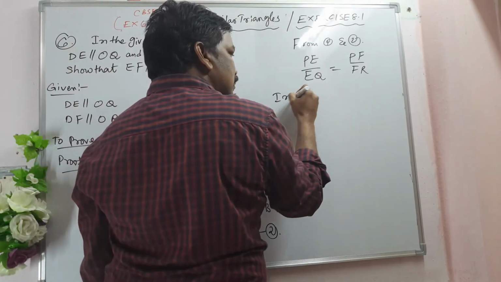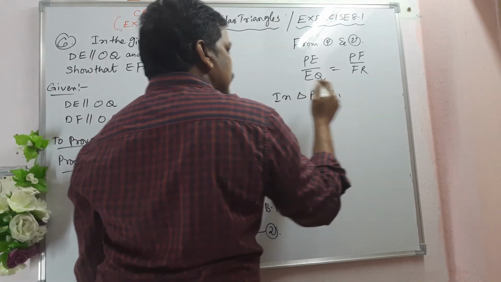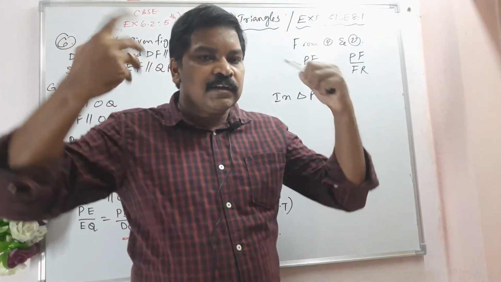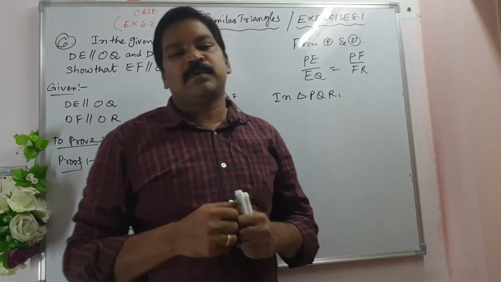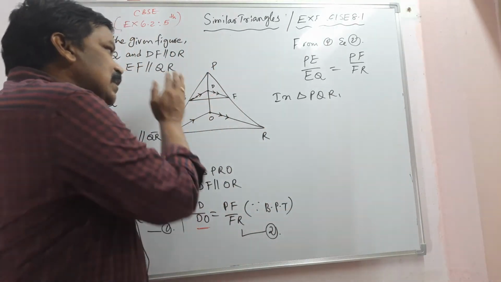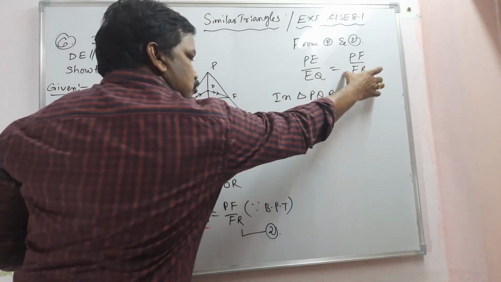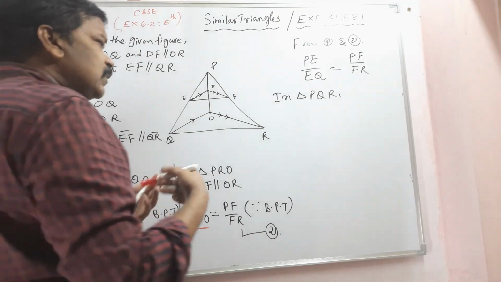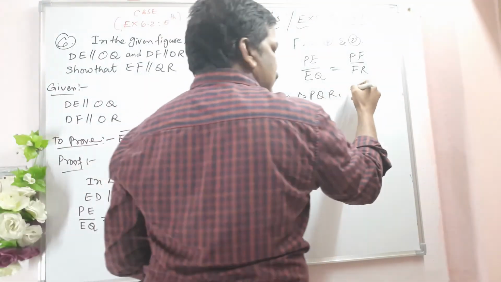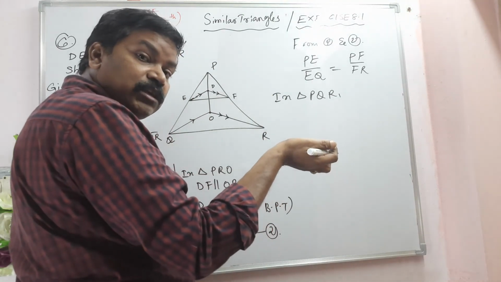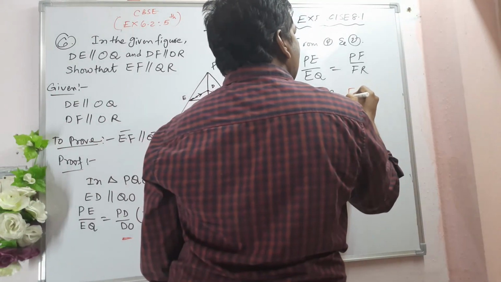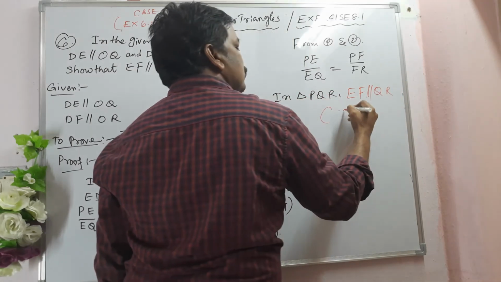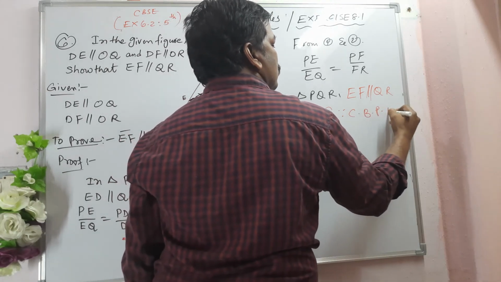So in triangle PQR, PE by EQ is equal to PF by FR. Recollect the converse of basic proportionality theorem: if a line divides the other two sides in the same ratio, that means PE by EQ is equal to PF by FR, then that line is parallel to the third side. That means EF is parallel to QR according to converse of basic proportionality theorem.